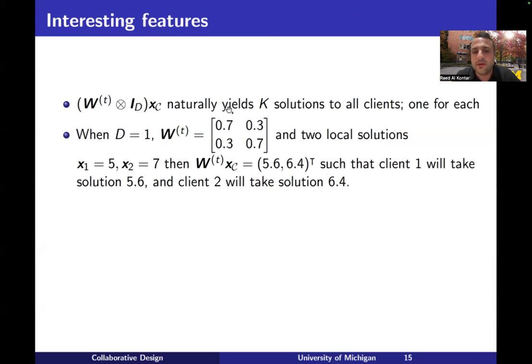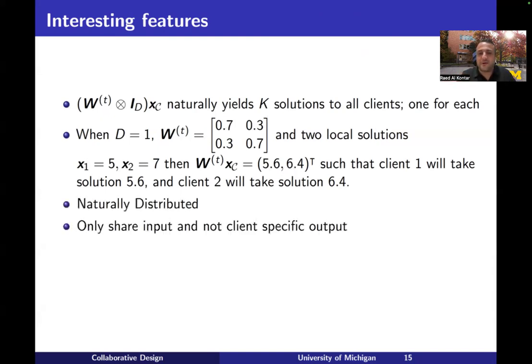Let's assume W here is 0.7, 0.3 in each row. We have 2 clients, and W is as such. And let's assume client 1 says, I think my optimal experiment is 5. The second client says their optimal experiment is 7. Then after consensus, client 1 will do their actual experiment at 5.6. Client 2 will do their actual experiment at 6.4. Okay, so every client gets their own solution.